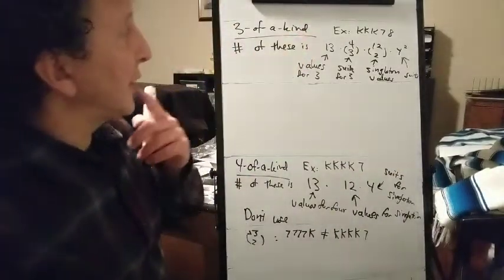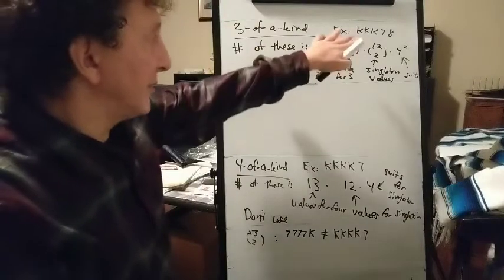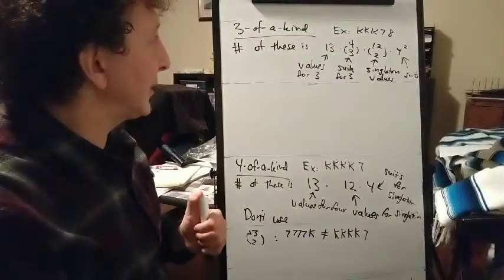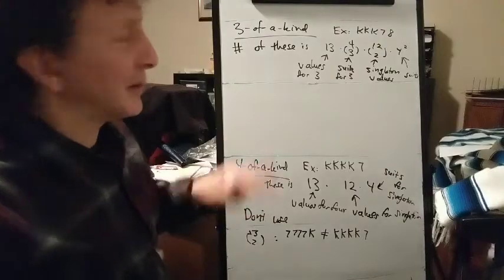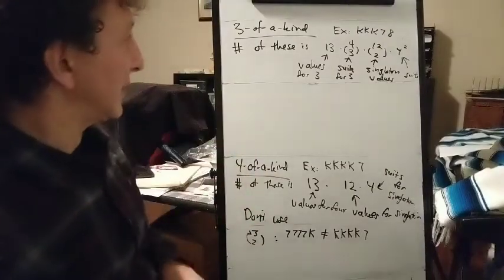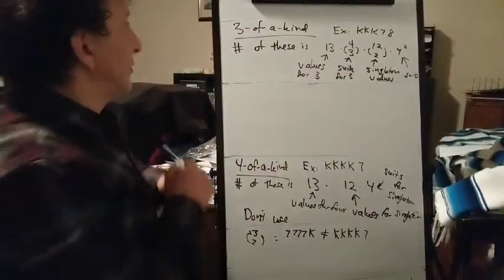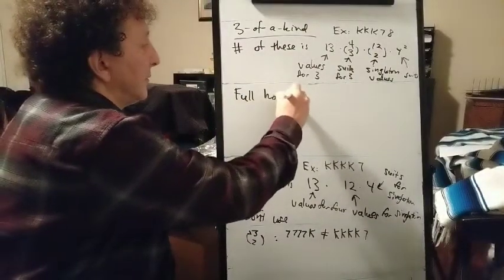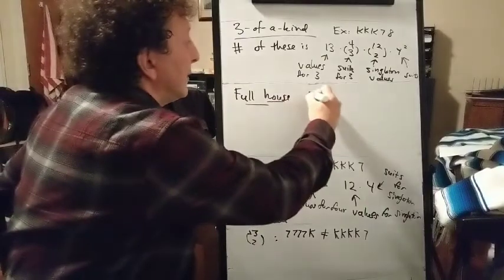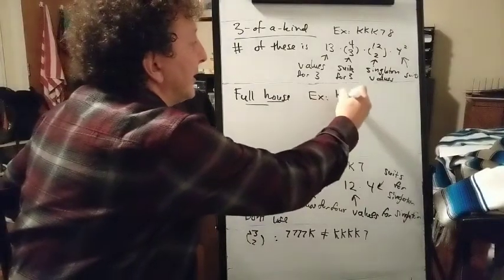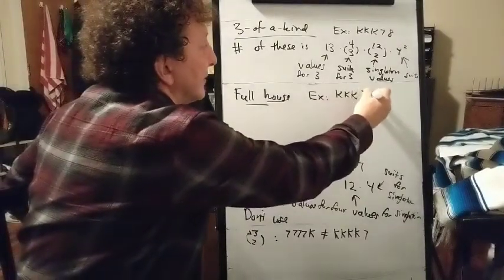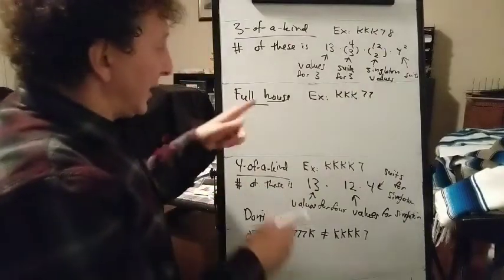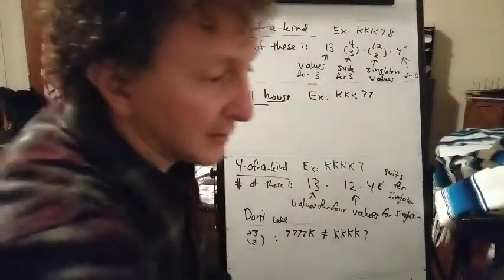Now if those last 2 cards that aren't kings, or aren't the same as the 3 of a kind, have the same value as each other, that's a different poker hand, which is better than three of a kind, which is called a full house. So something like king, king, king, 7, 7. So we have three of a kind and a two of a kind in the same hand.